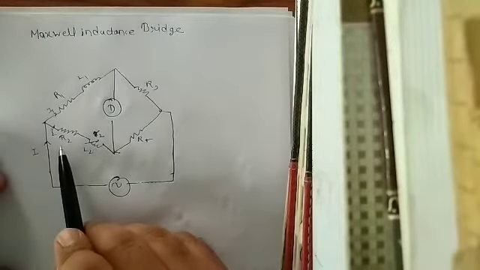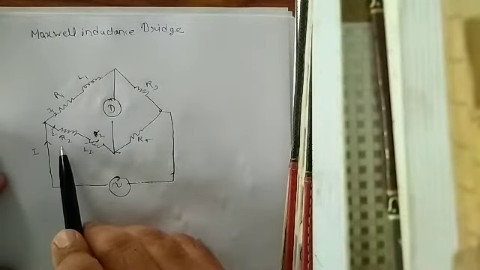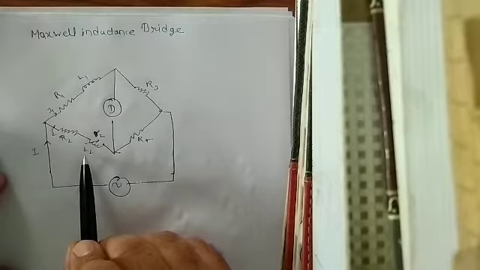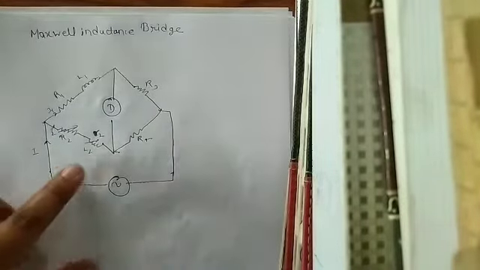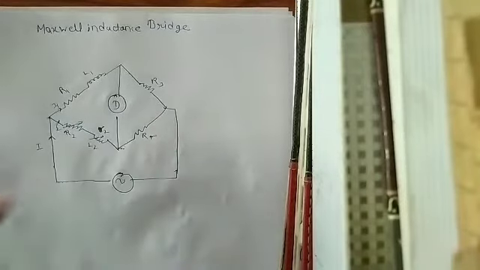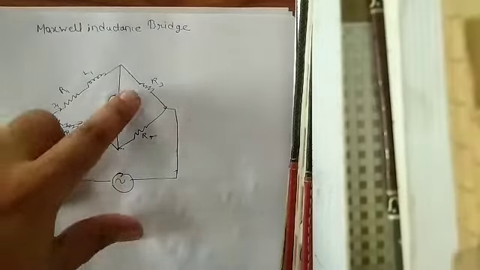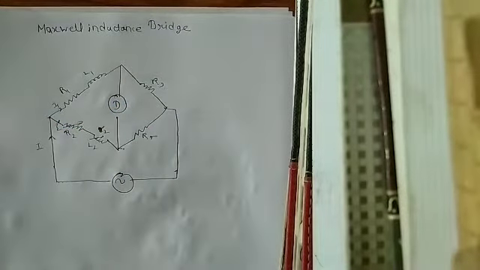Here R2 is a variable resistor, L2 is known inductance, R3 and R4 are non-inductive resistance.